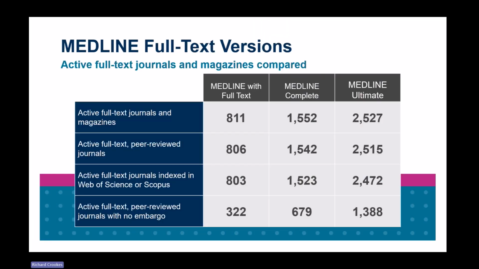Also want to clarify, although we've built this session as searching Medline, it covers all versions of Medline. Obviously, the big difference between the different versions, so whether you've got Medline or Medline with Full Text, Medline Complete, or even Medline Ultimate, is the quantity of active full text journals that are available with non-embargoed content. So Medline is the basic abstract and indexing version, whereas Medline Ultimate is the high-end version with over 2,500 active full text journals and magazines.